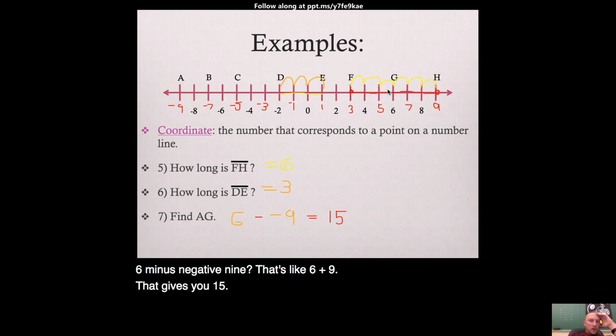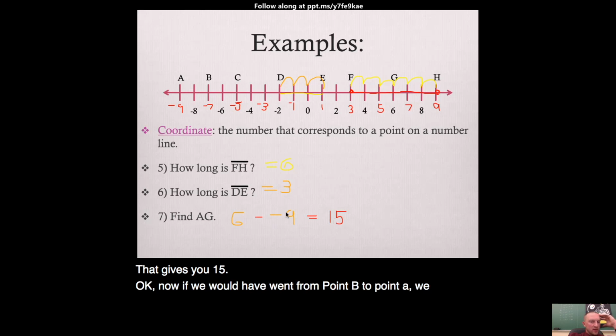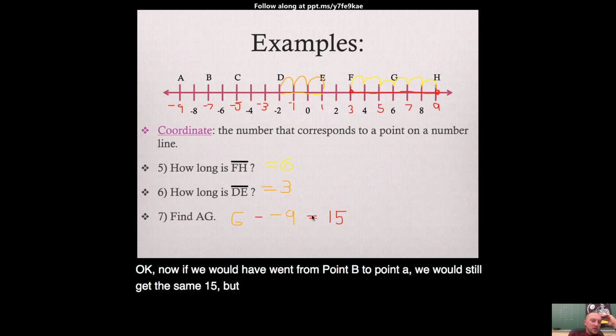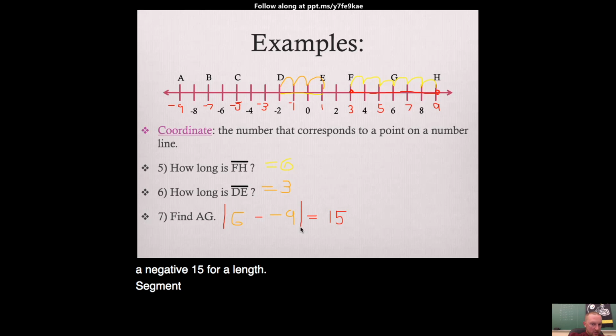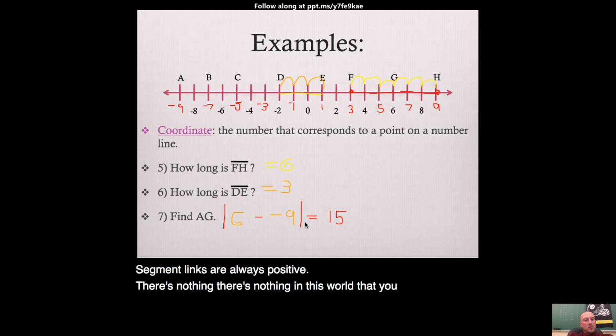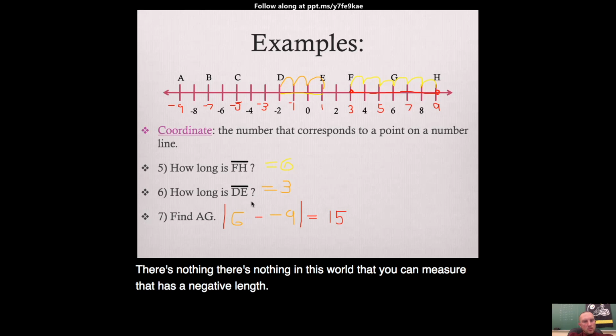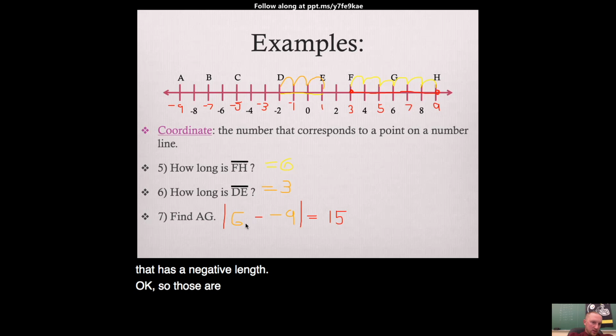Okay. Now, if we would have went from point G to point A, we would still get the same 15, but your coordinates would be reversed, and it would be a -15 for a length. Segment lengths are always positive. There's nothing in this world that you can measure that has a negative length. Okay, so those are absolute value bars, and we'll talk about those next time.